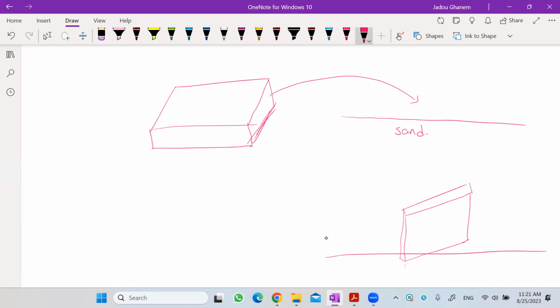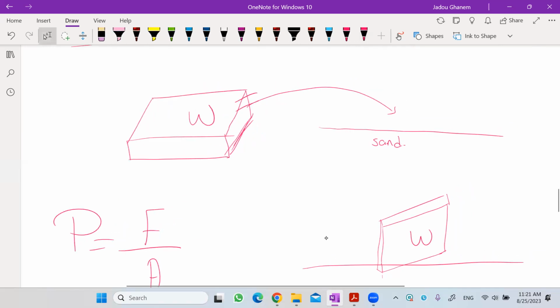Is that right? Yeah. Although the same weight and the same mass are placed on the sand. So what's the difference? The difference is pressure. So pressure is represented by the force over the area. So the force applied by this book is its weight. So the weight is constant.